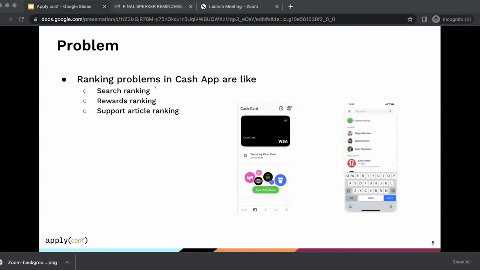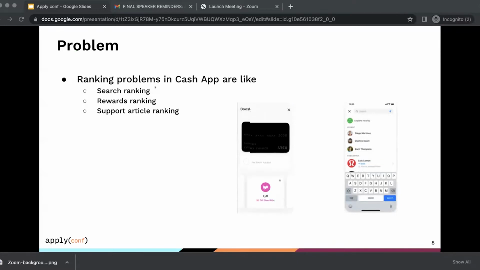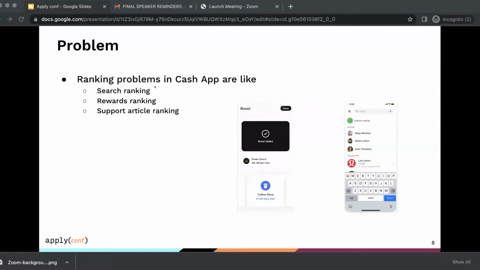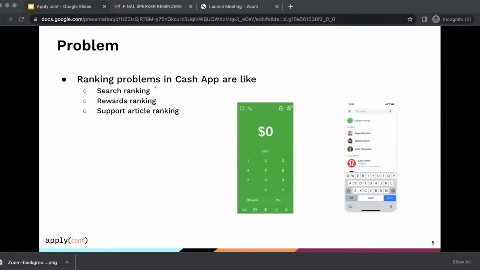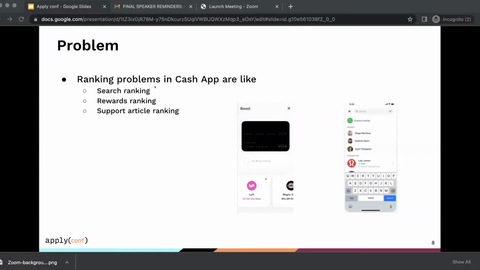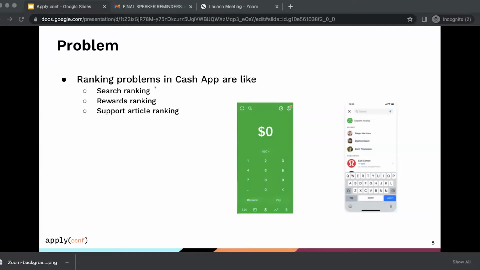Going into the problem here, we have a lot of ranking problems in CashApp. For example, when a customer searches for another customer to pay money, you can rank them in an order that's more relevant to that user. Or when you're trying to show the debit card rewards that are most relevant to the user to engage them in the product, or when you're trying to show relevant support articles to the user that are more tailored to their need, and that might also help reduce our customer support volume.